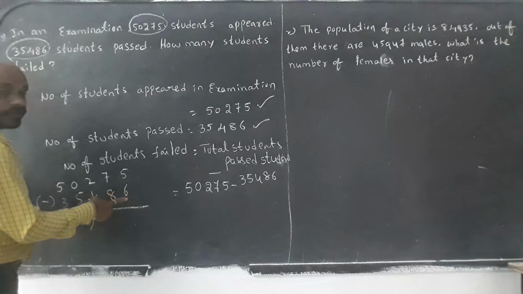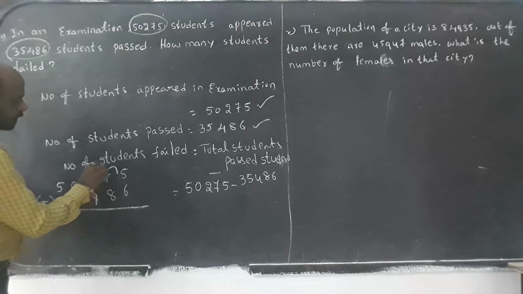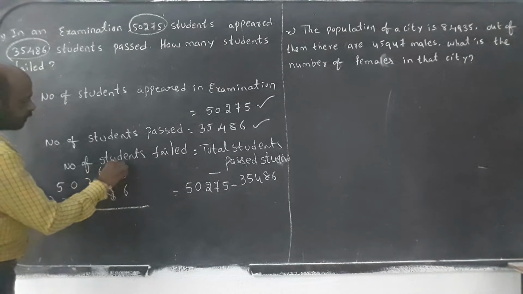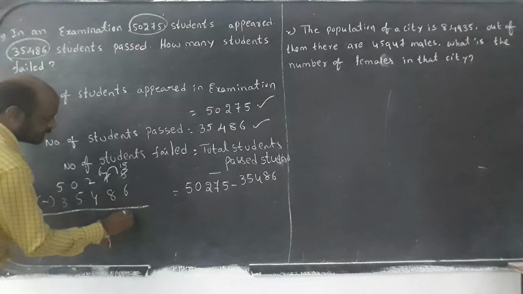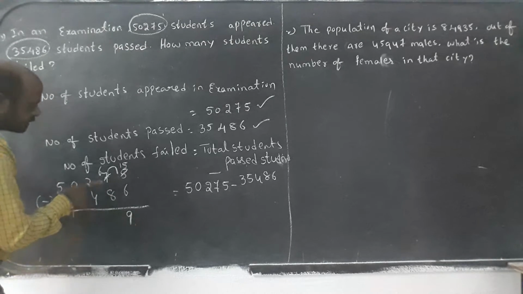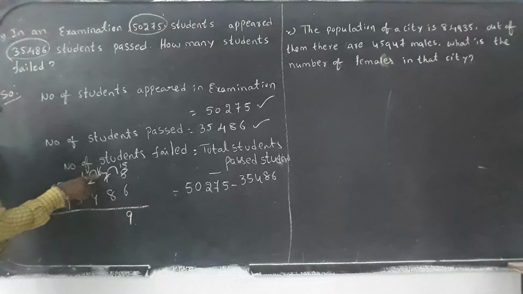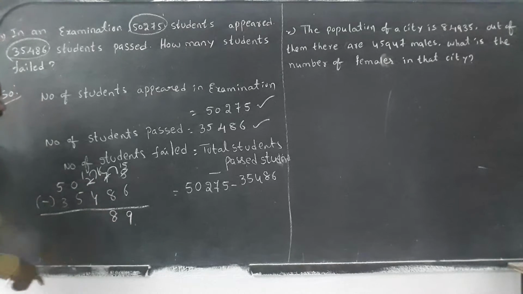In 5 we can't remove 6, so we have to borrow from the number before. 7 becomes a 6, 5 becomes 15. 15 minus 6 is 9. Then in 6, we can't remove 8, so take a borrow. 2 becomes a 1, 6 becomes 16. 16 minus 8 will be 8.